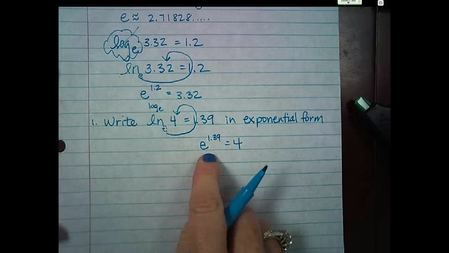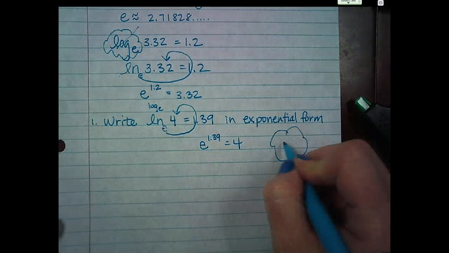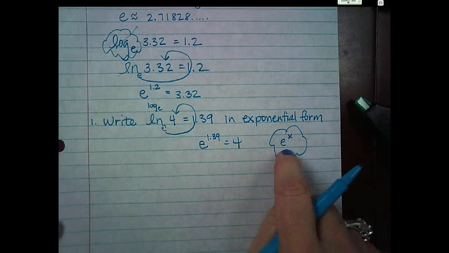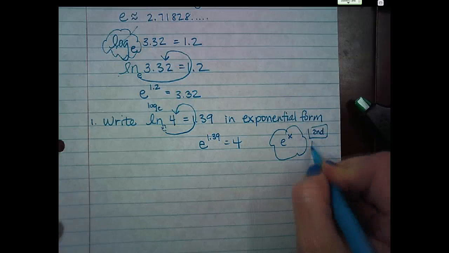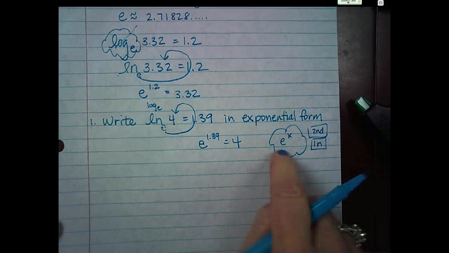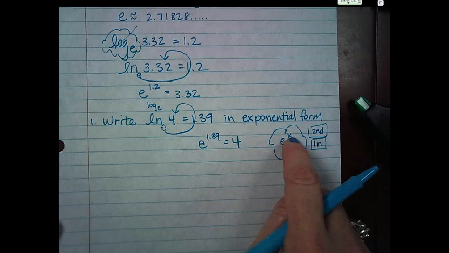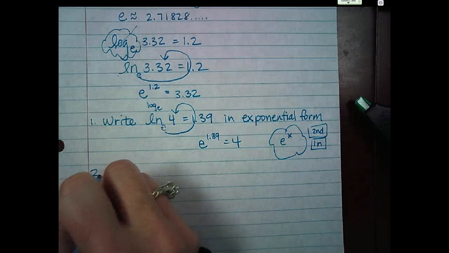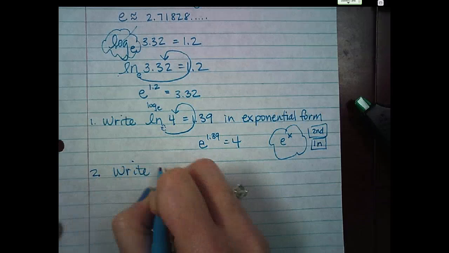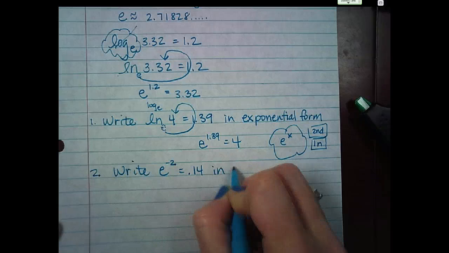And you can actually type this into your calculator, okay? There's an E to the X button, okay? And you do the second, okay? And then the LN button, and you'll see the E to the X. And if you type in E, which is actually 2.7, and that X you put 1.39, you'll get 4, all right? Now, number 2, if I told you to write E to the negative 2 equals 0.14 in log form.